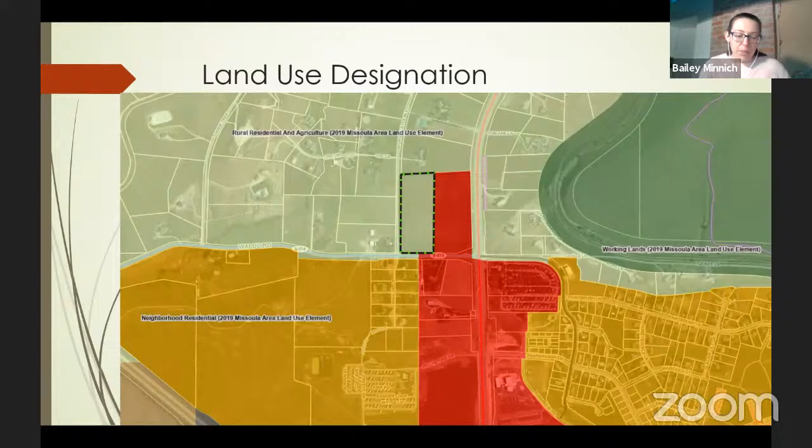So the applicable land use plan is the 2019 Missoula area land use element, which is an amendment to our 2016 Missoula County growth policy. The land use element designates the property as rural residential and agriculture and recommends low density residential development. The residential density for this designation is recommended between 1 unit per 10 acres and 1 unit per 2 acres. So they are on the higher side for this designation.